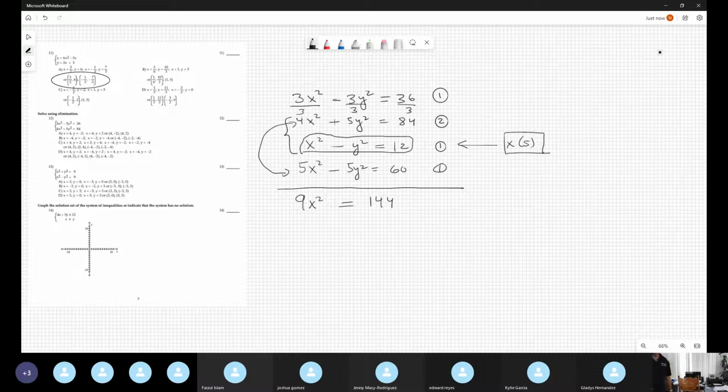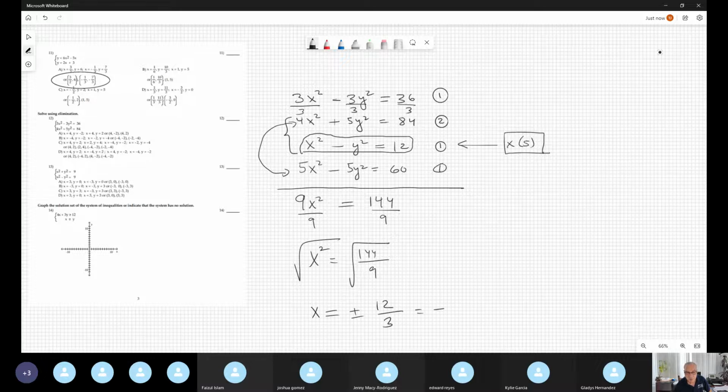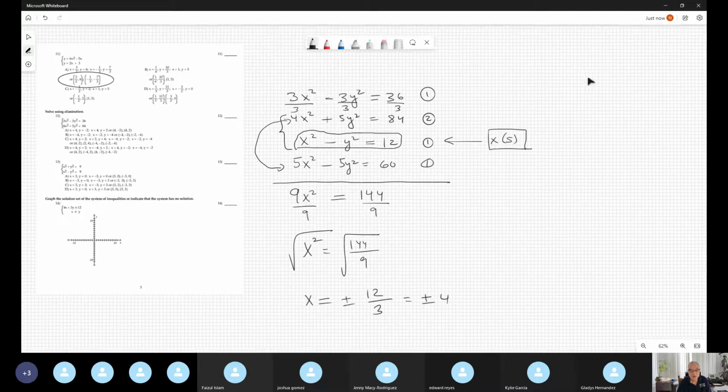Finally, divided by 9 both sides, and take the square root. 144 divided by 9, square root both sides. X alone is equal plus or minus 12 over 3. Okay, 4. Plus or minus 4. Well, good.